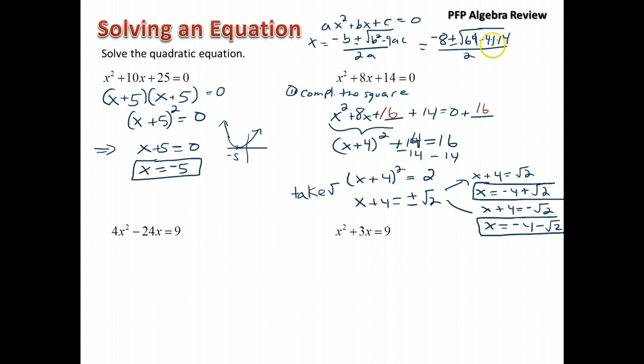That's 56. 14 times 4 is 56. 64, take away 56 is an 8.